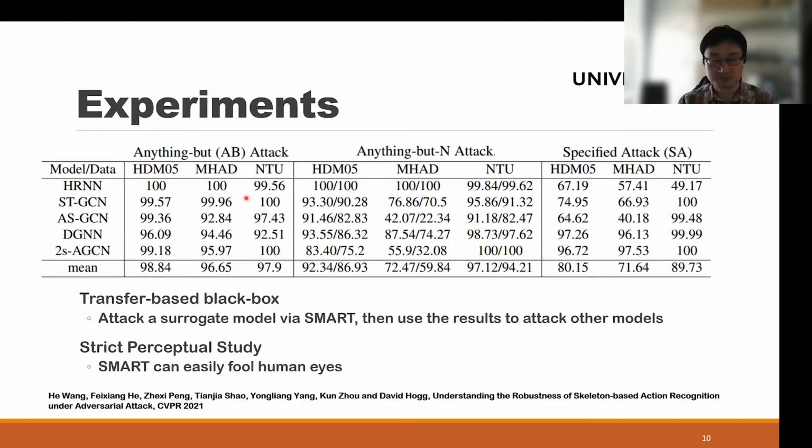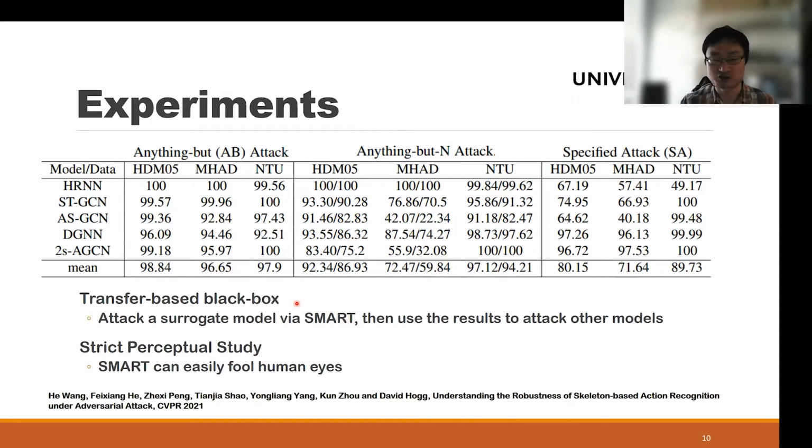Okay, so in addition to the numerical results, this is a Whitebox Attack. We could use SMART for a transfer-based Blackbox Attack, which means that we can use SMART to attack a surrogate classifier in a Whitebox Attack mode, then use the computed adversaries to attack other models. So this is what we call a transfer-based Blackbox Attack.